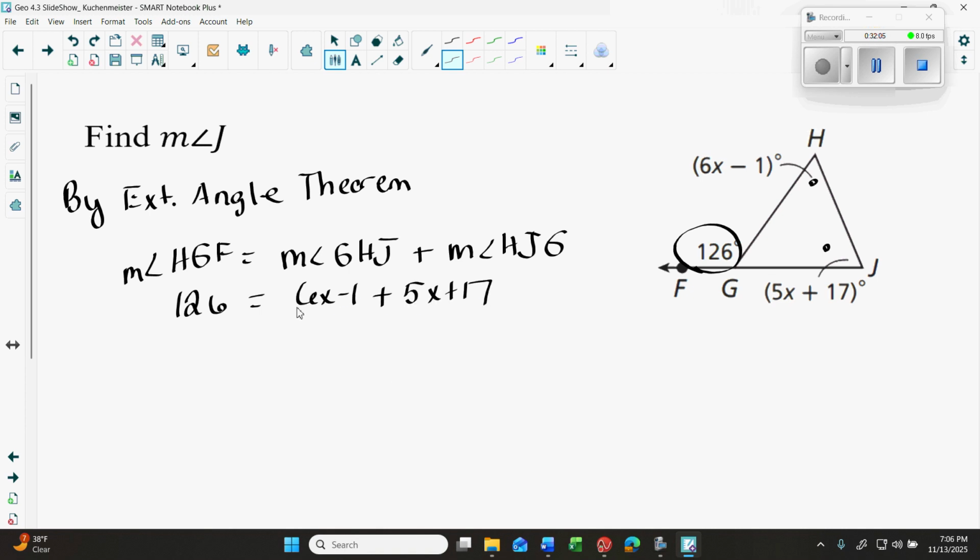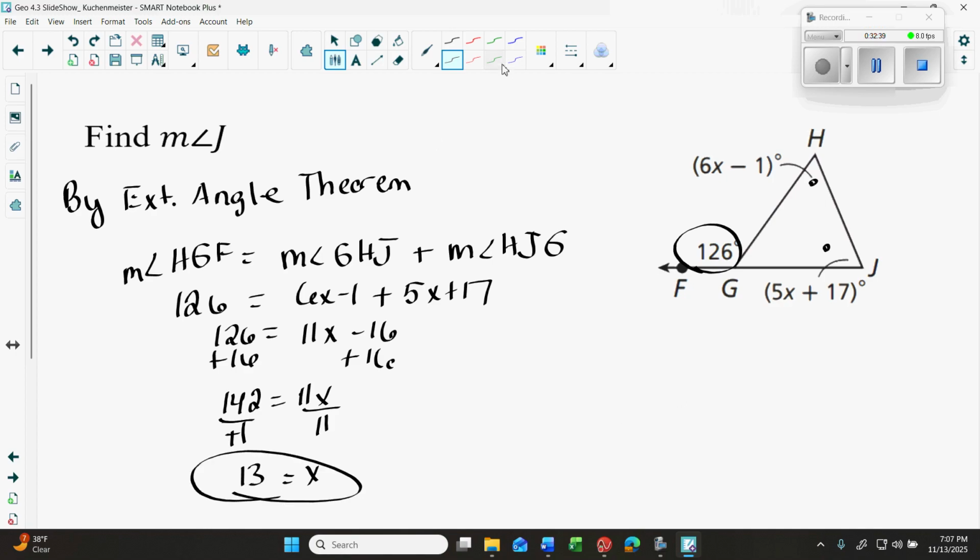From here, it's algebra. 6x plus 5x is 11x. Negative 1 plus 17 is 16, so 11x plus 16 equals 126. We'll subtract 16 from both sides. All right, we're going to get 110 equals 11x. And then divide both sides by 11. We get x equals 10.